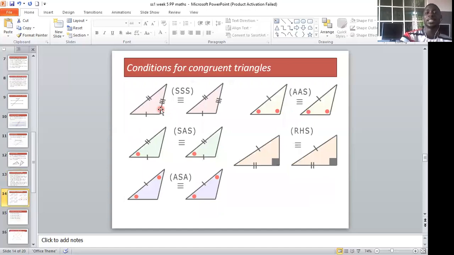So this is SSS. All the 3 sides must be equal to the other triangle. That is, this shows that they are equivalent, they are equal. This side is equal to this, is equal to this, and this is equal to this. Under SAS, that is, 2 sides must be equal, and one angle must also be equal. This side is equal to this, and the angles are equal. Under AAS, 2 angles must be equal, and one side must be equal. That is, angle this and angle this are equal to this angle, and the side is equal. Same as this AAS.